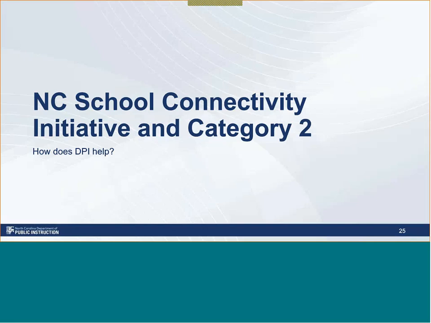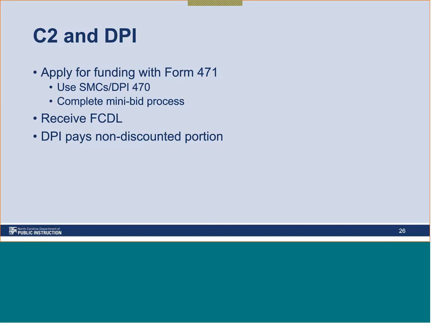Adam? Yes, perfect. So this section is going to be about how the school connectivity initiative works with the Category 2, and your three favorite people here are part of the School Connectivity Initiative. And so this is going to talk about how we help you. And I believe we've covered this in some other presentations. And so as a recap, this is how you apply for funding with the Form 471 and use the state master contracts or the state DPI 470 to apply for your Category 2 internal connected items.